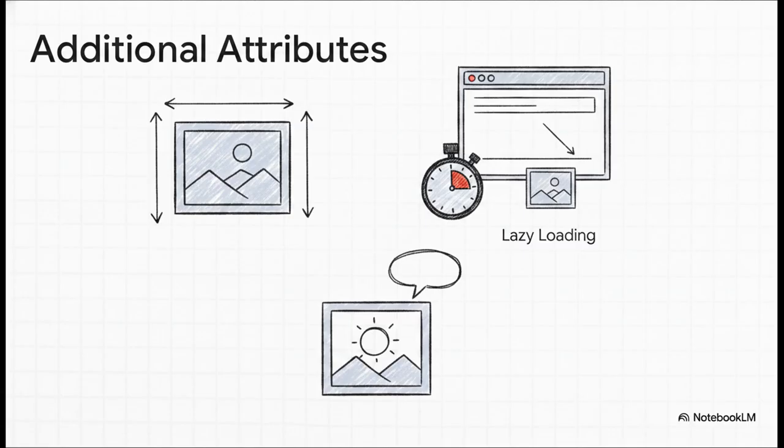By default, browsers want to load every image right away. But if you have an image way down at the bottom of your portfolio, you can set loading equals lazy. The browser will actually wait to load it until the user scrolls near it, which massively speeds up your initial page load time. And finally, the title attribute. That just gives you a neat little tooltip that pops up when someone hovers their mouse over the image.